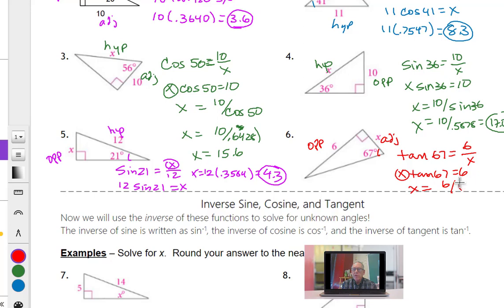x equals 6 divided by tangent 67. And tangent 67 from the table is 2.3559. And that gives us 2.5, rounded to one decimal place for the length.